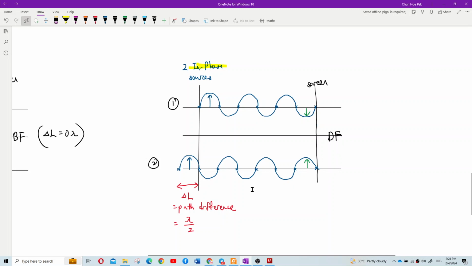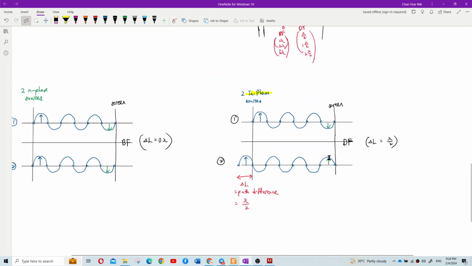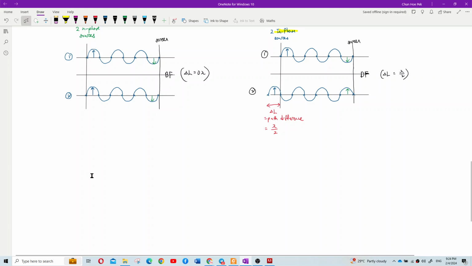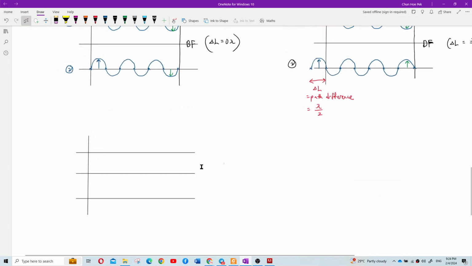So what is the path difference when you get a dark fringe? Half lambda. Do you see that, class? The delta L now is half lambda. Understand better now? Okay, now we give more examples.